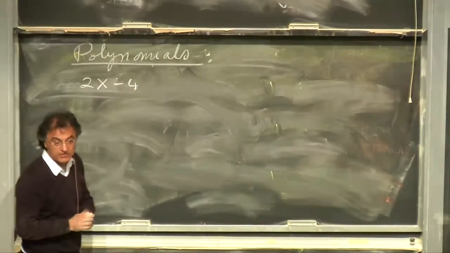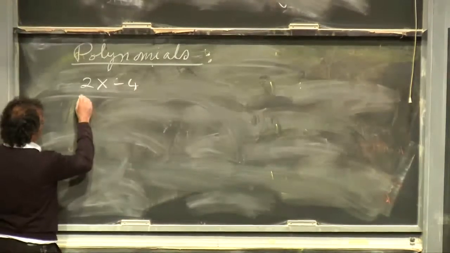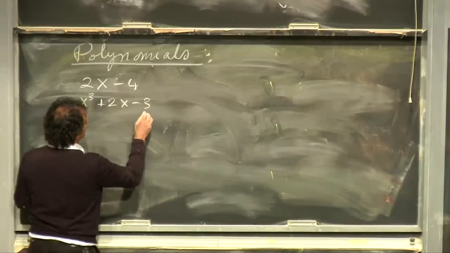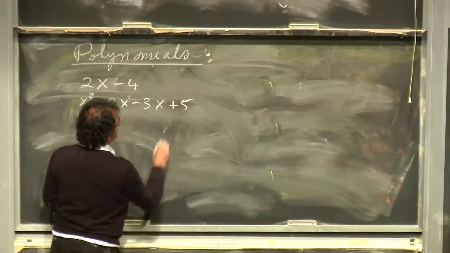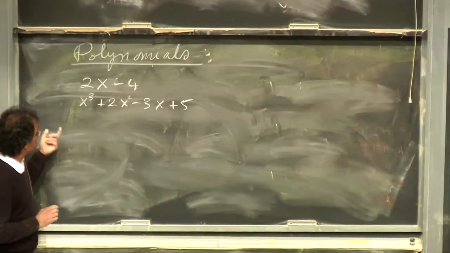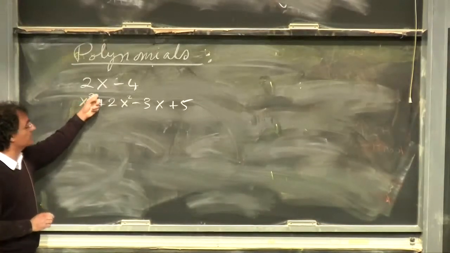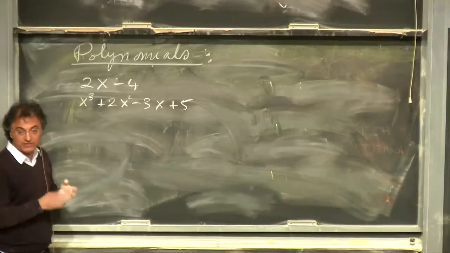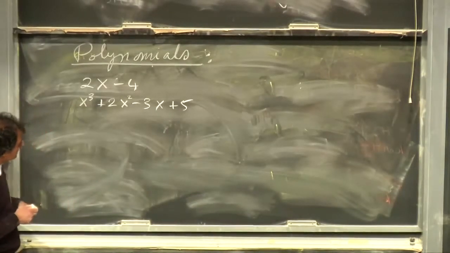Right, that's a polynomial. It's a polynomial of degree 1. Another polynomial is x cubed plus 2x minus x squared minus 3x plus 5. Right, that's a polynomial. This is a polynomial of degree 3 because that's the largest degree term there is. That's the highest power of x there is. These are all polynomials in one variable, and that's what we'll be talking about in this course.